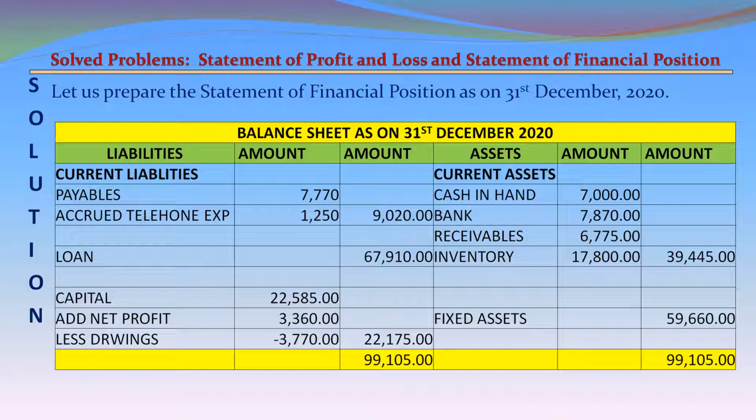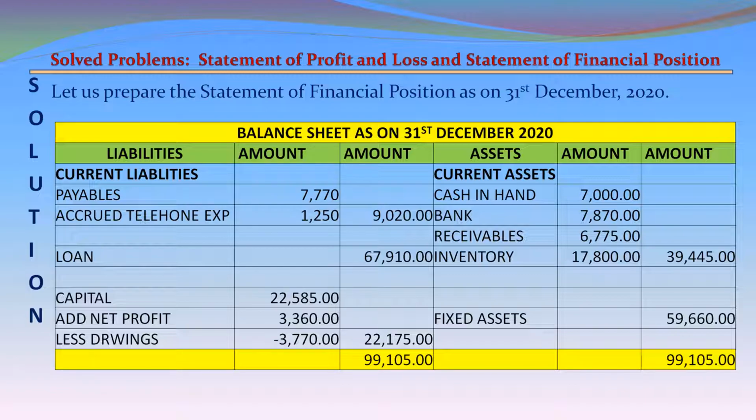Let us prepare statement of financial position as on 31st December 2020, balance sheet as on 31st December 2020, liabilities amount, assets amount. On the asset side, current assets, cash in hand 7,000, cash at bank 7,870, receivables 6,775, inventory 17,800, total current assets 39,445, fixed assets like plant and machinery, etc. 59,660, total assets 99,105.